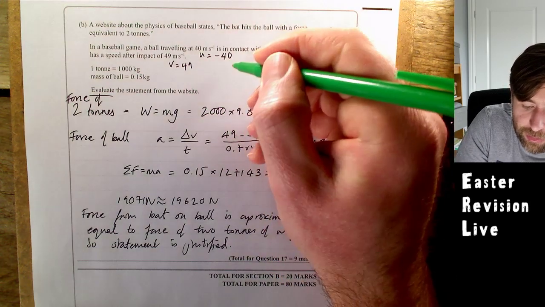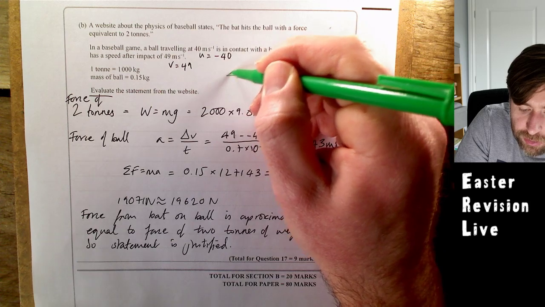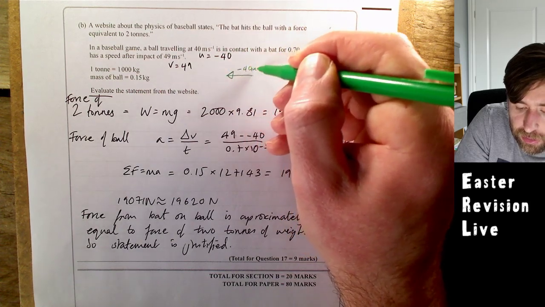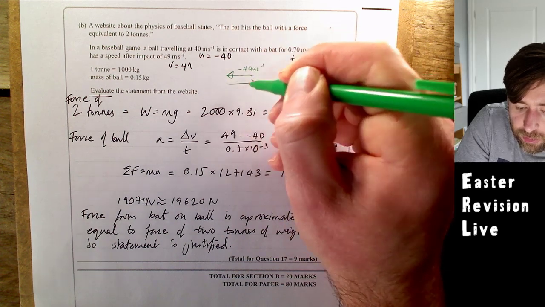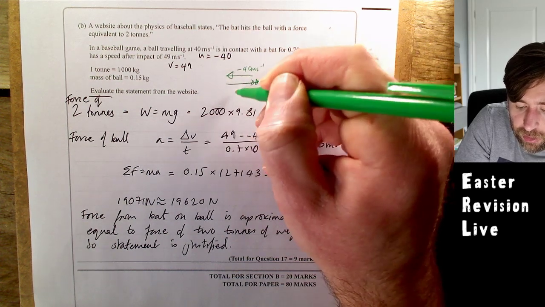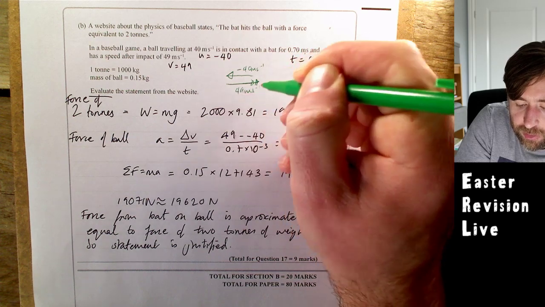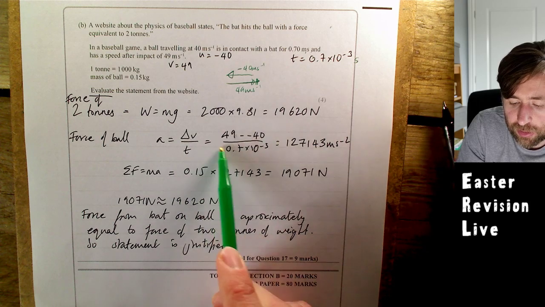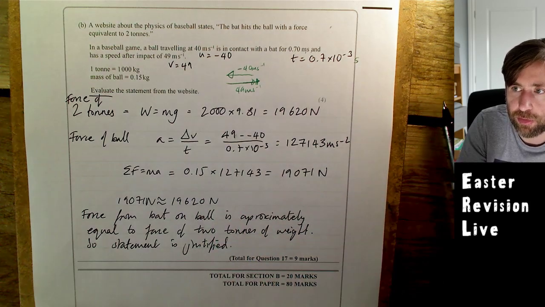Now, what's actually happened is it started coming towards you at 40. So I've done that as minus 40. And it's left with a speed of 49 meters per second. So I've done that positive. So the difference in velocity is 89. Okay, it's an important thing just to remember.